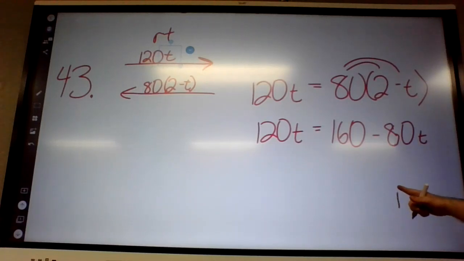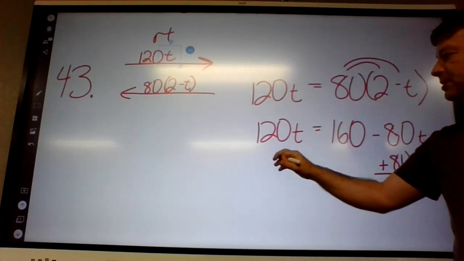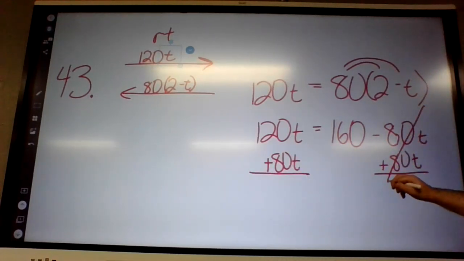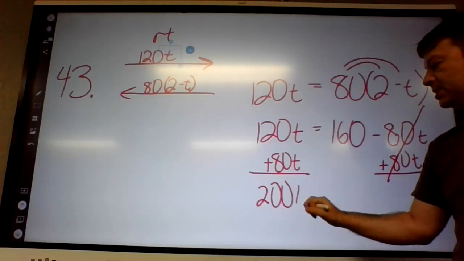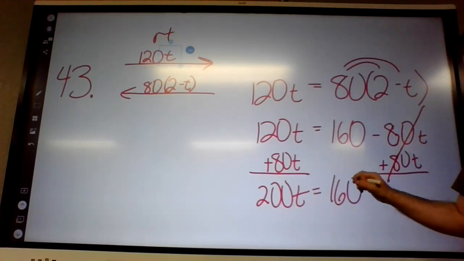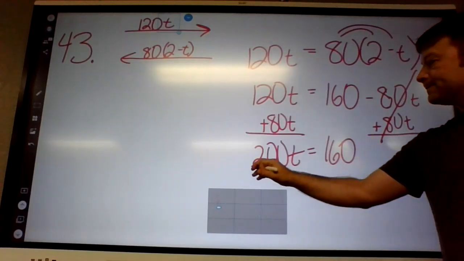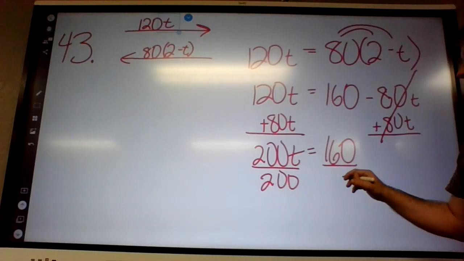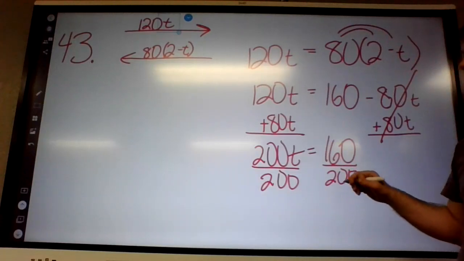Okay, now what do I do? Add 80t. So we want all our t's to one side. So that goes away. 200t equals 160. 5 and 60. Is that 4/5? Yeah, it's 4/5. Well, this would be 4/5 of an hour.